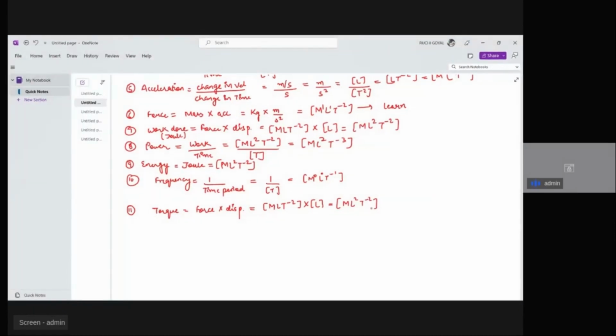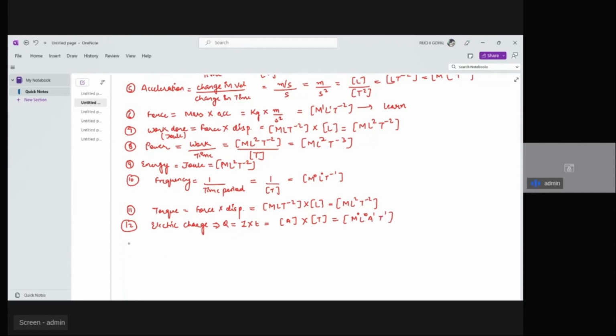Yes, we can talk of one more quantity, electric current. So we can write electric charge. Electric charge Q is equal to I into T, right? So I is current in amperes, into T, time. So we can write its dimension formula as M0 L0 A1 T1. This is the formula, right?